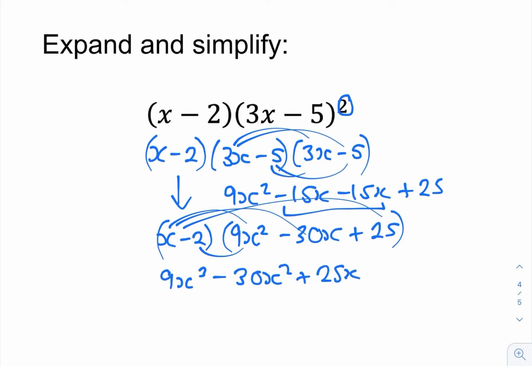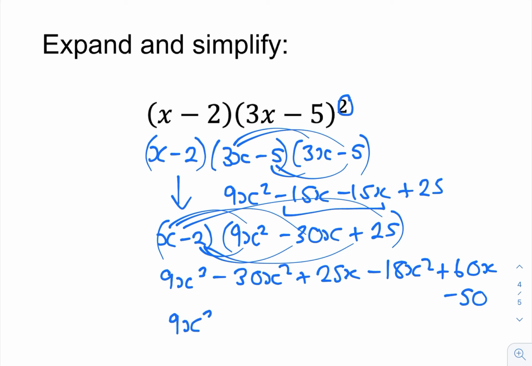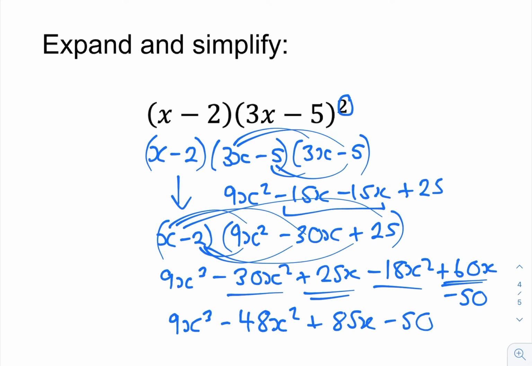I'm finished with the x, so I can now jump onto the negative 2, and I'll get negative 18x squared plus 60x. And I'm running out of space for this last bit, and I'm going to get negative 50 on the end. Now I'm just going to tidy all the bits that go together. There's only one x cubed term. These two terms, negative 30x squared subtract 18x squared, will leave me with negative 48x squared. Then 25x add 60x will leave me with 85x. And then subtract 50 on the end. And we're done.